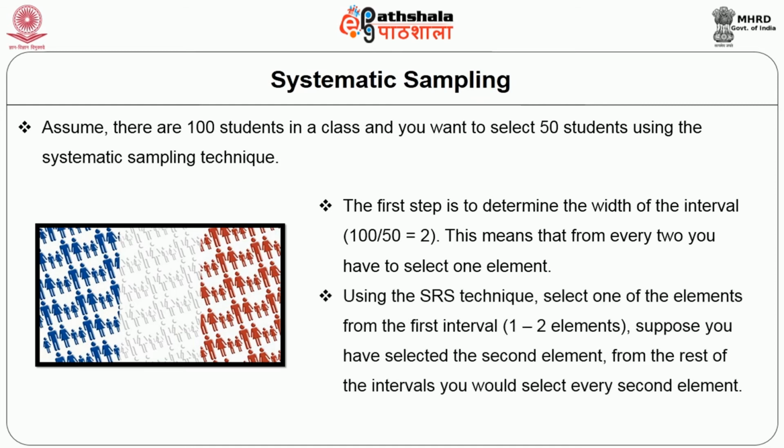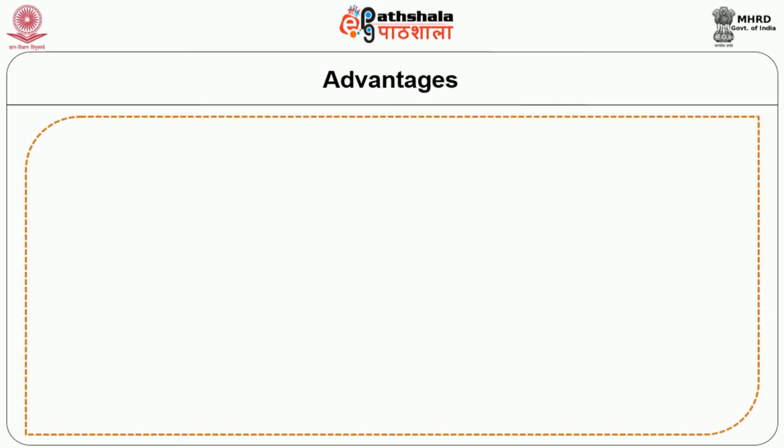Using the SRS technique, select one of the elements from the first interval, 1 to 2 elements. Suppose you have selected the second element, from the rest of the intervals you would select every second element. Systematic sampling is one of the easiest and most convenient methods of sampling.